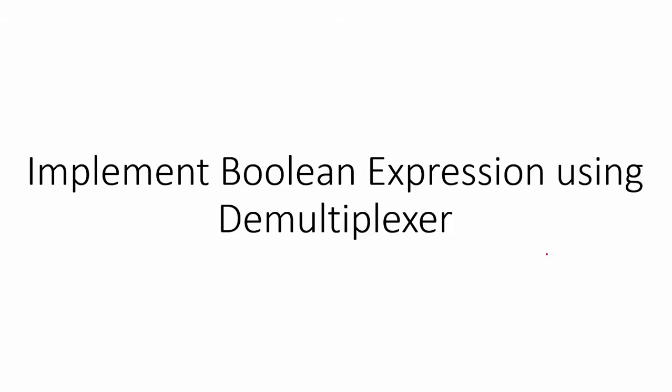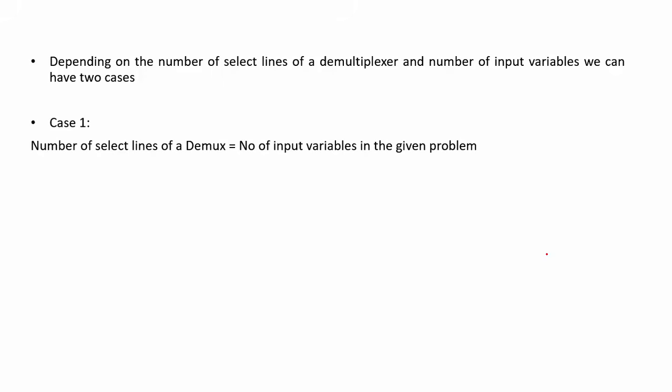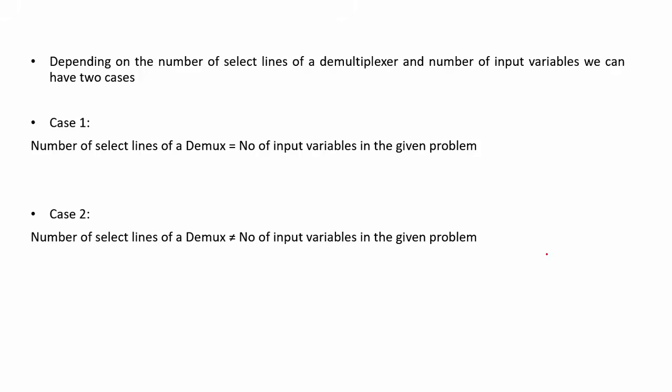In this video, let us see how we can implement a Boolean expression using demultiplexer. Depending on the number of select lines of a demultiplexer and the number of input variables, we can have two cases. Case 1 is when the number of select lines of a demultiplexer is equal to the number of input variables in the given problem. And case 2 is when the number of select lines of a demultiplexer is not equal to the number of input variables in the given problem. So let us take up an example from both the cases and see how we solve them.